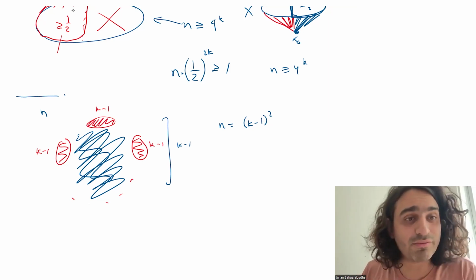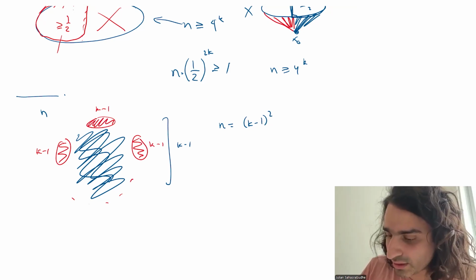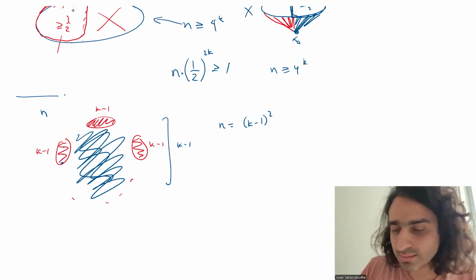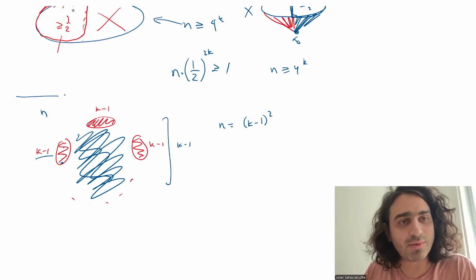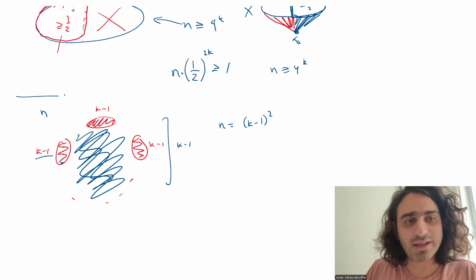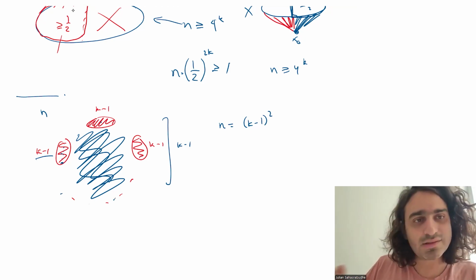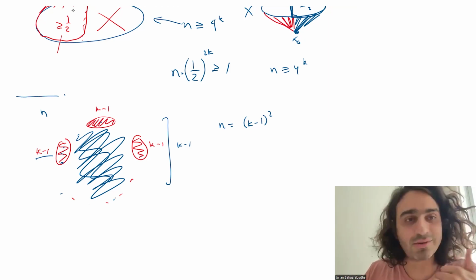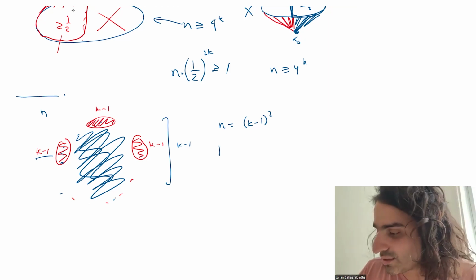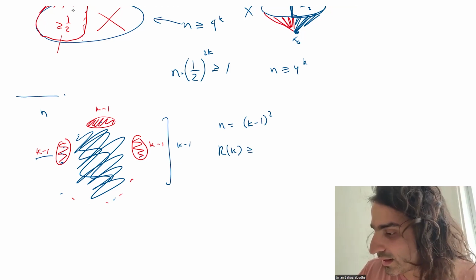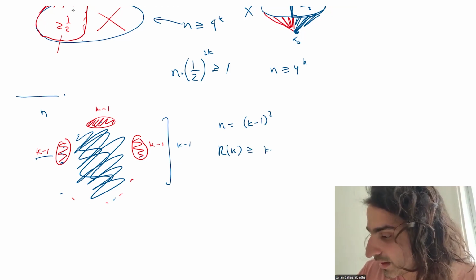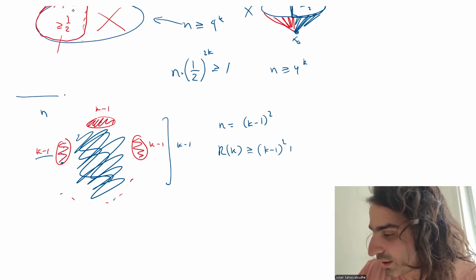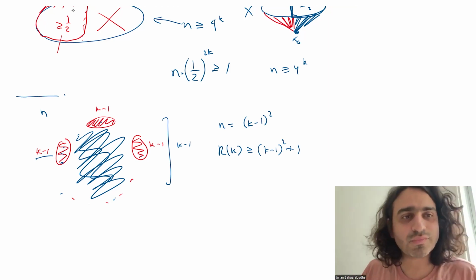And I claim that there's no monochromatic clique in here. Okay, so what if there's a red clique? Then it clearly has to be all in one of these clusters, but the clusters have size at most k minus 1. If it's a blue clique, then they all have to be in different clusters. Okay, but there are only k minus 1 clusters. Okay, so it's a candidate, and this shows that R of k is bigger than k minus 1 squared plus 1.